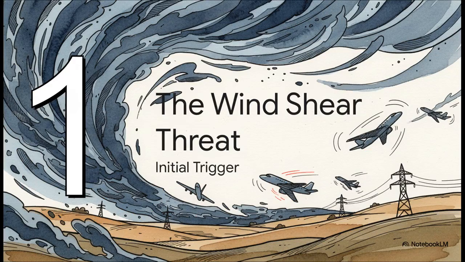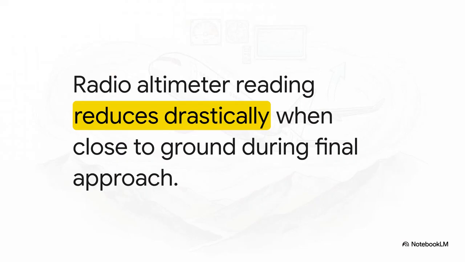Okay, Section 1, the wind shear threat and our initial trigger. Imagine you're on final approach. Everything feels completely routine, until suddenly your radio altimeter reading reduces drastically. When you're already low to the ground, this dramatic drop is your immediate, unmistakable trigger. A wind shear is pushing your Q400 down, and you are running out of altitude, fast.